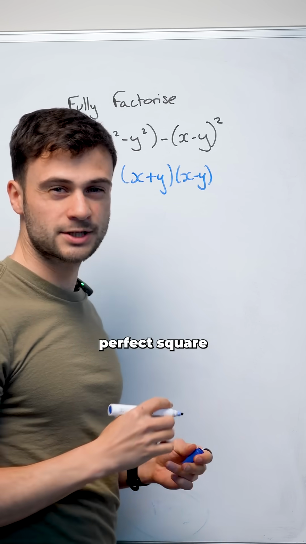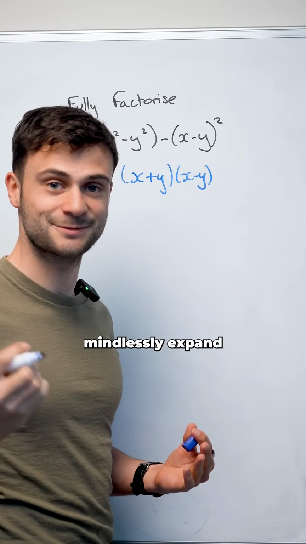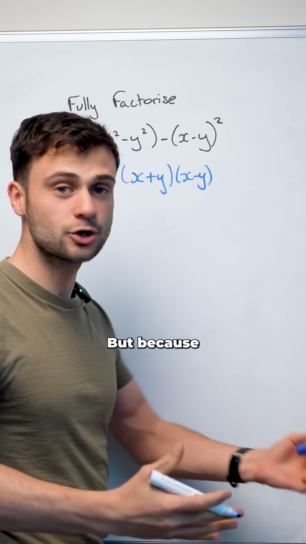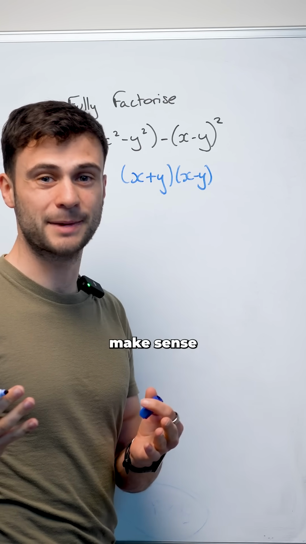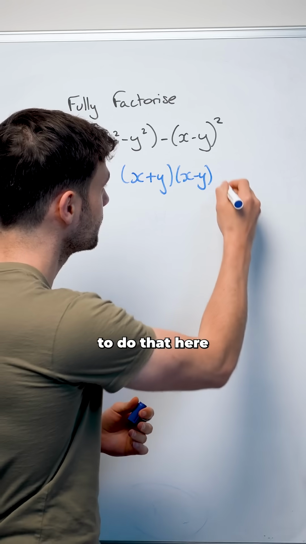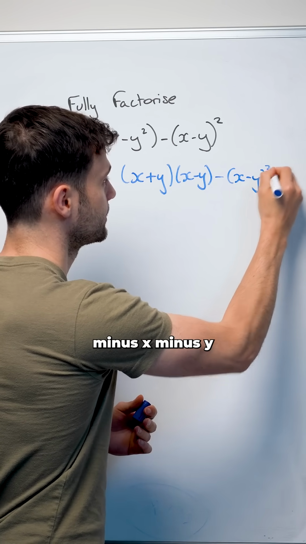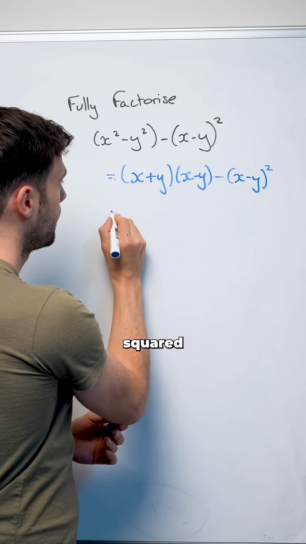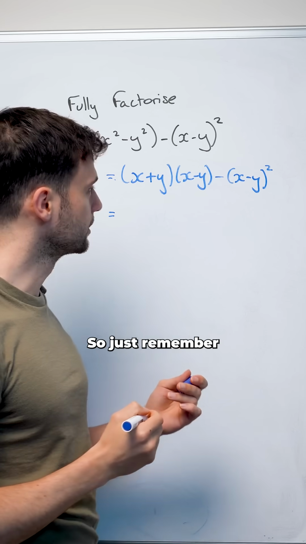And the perfect square, well, we could expand this, and many students would mindlessly expand that bracket. But because we're trying to factorize, we're trying to go in the other direction. So it's not going to really make sense to do that here. So we're just going to leave it as it is, minus x minus y squared. Okay, how can we factorize this further though?